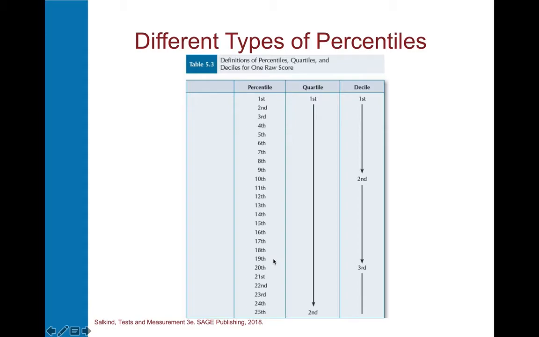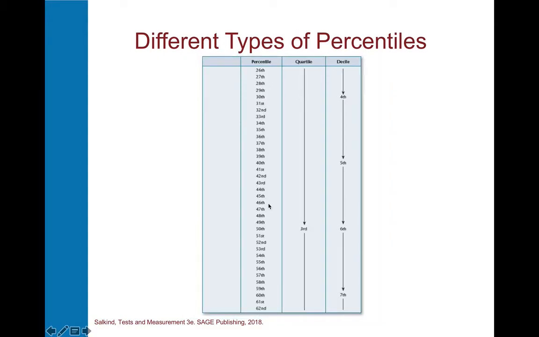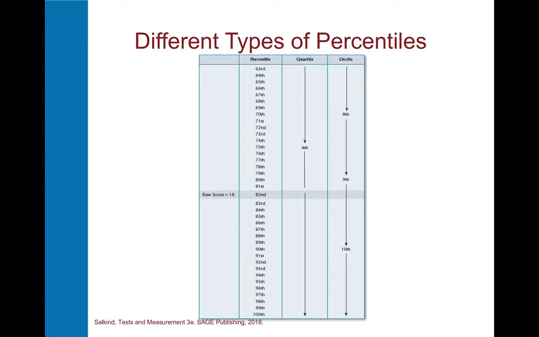So if you come back again to this, you see that right here. From the first percentile to the 25th, you got the first quartile, and deciles are basically intervals of tens right here. And you see going down the list. So in this example, Stu's raw score is an 18, is at the 82nd percentile, the fourth quartile, and the 9th decile.